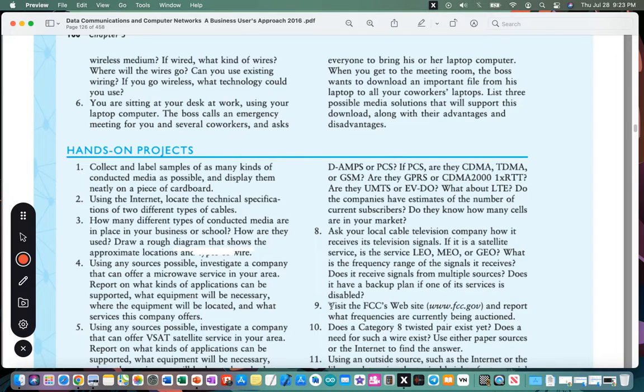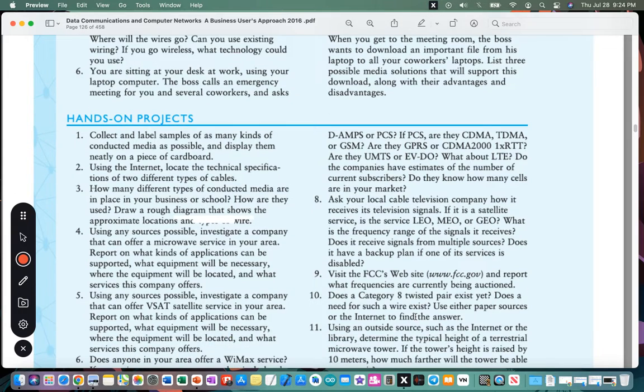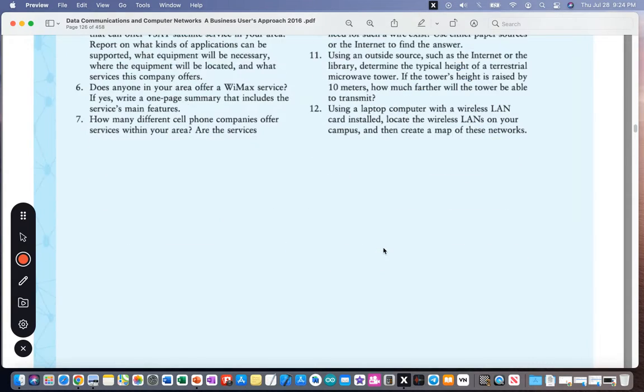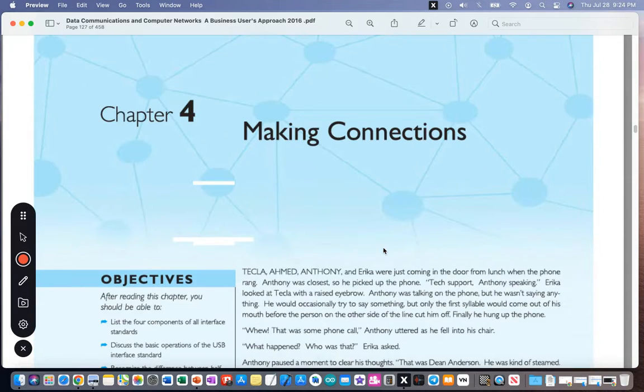One of the interesting questions is question number 9 here, where it says, let me scroll up a little bit, www.fcc.gov. Visit the FCC website and report what frequencies are currently being auctioned. What is now for sale? What frequency bands? Because they sell them. Can you believe that? And this is the end of chapter 2, and we'll see you in chapter 4 in a few seconds.